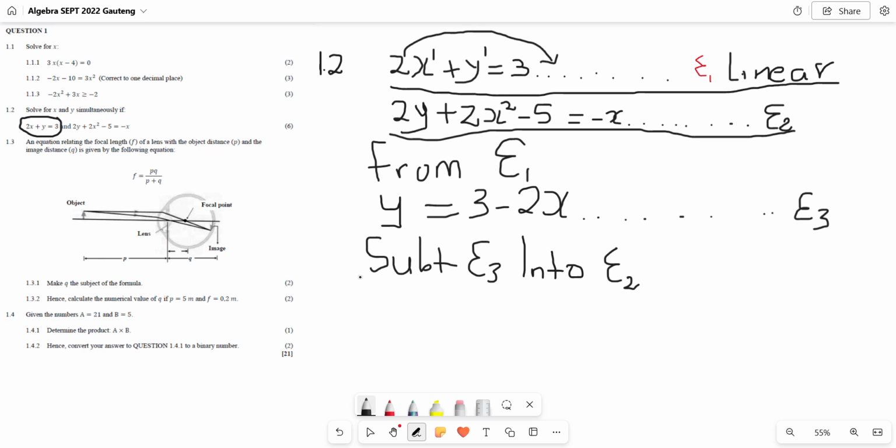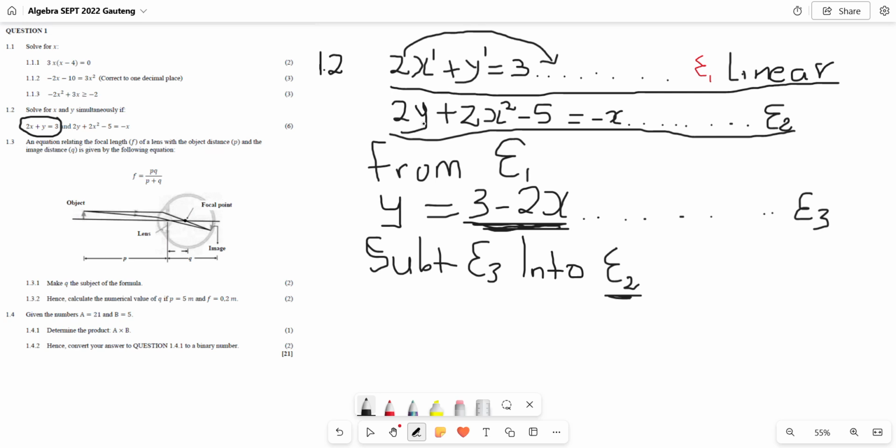What does this substitution mean? Remember, from equation number 3, we have y equal to 3 minus 2x. Meaning this part, 3 minus 2x, is equal to the variable y. Where we see y in equation number 2, we are not going to write y again, but in the place of y, we are going to write what is equal to y. In this case, y is equal to 3 minus 2x.